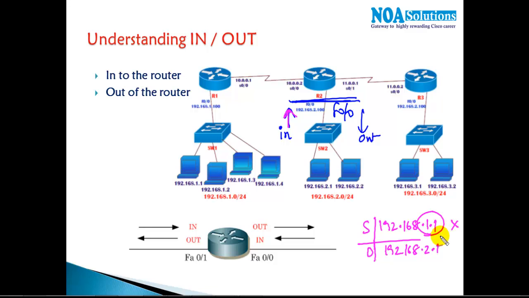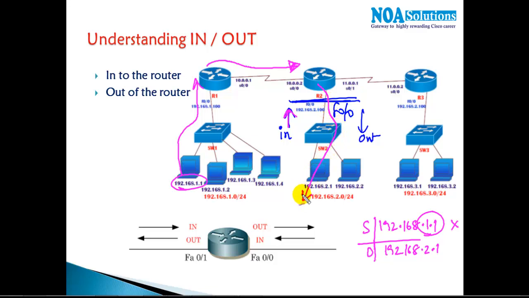According to my ACL, this packet should get dropped. Now we need to see: if a packet is coming from 1.1, it goes to router 1. Router 1 checks the routing table and forwards it back to router 2, and router 2 is going to check the routing table again. It forwards back on the F0/0 interface and it goes here.